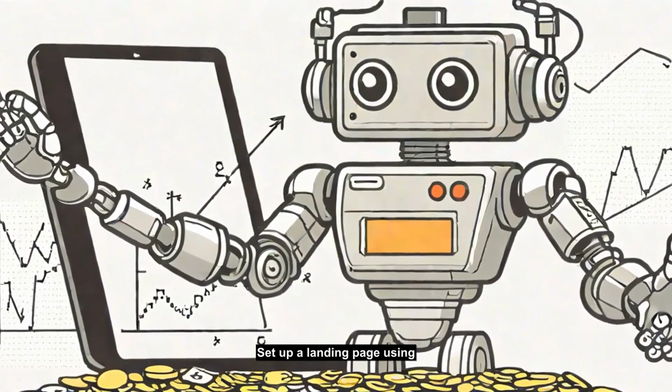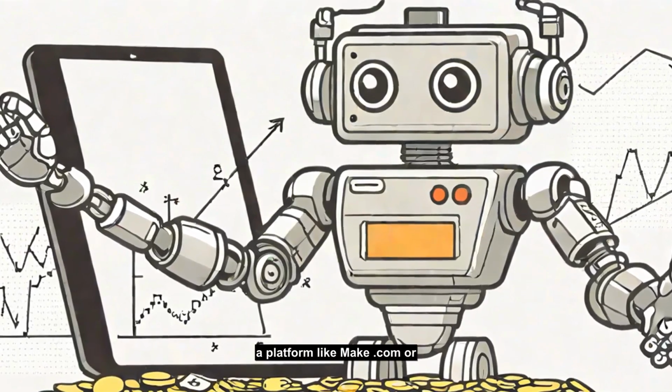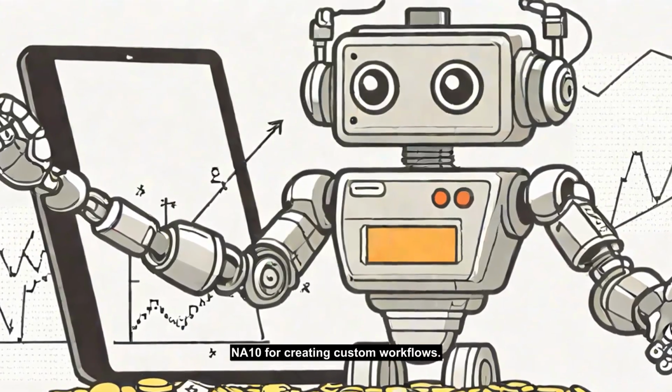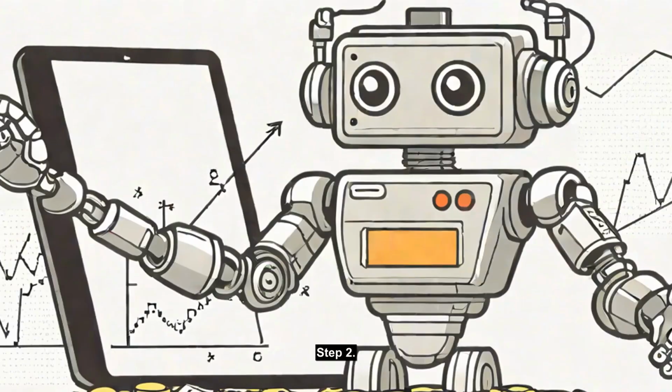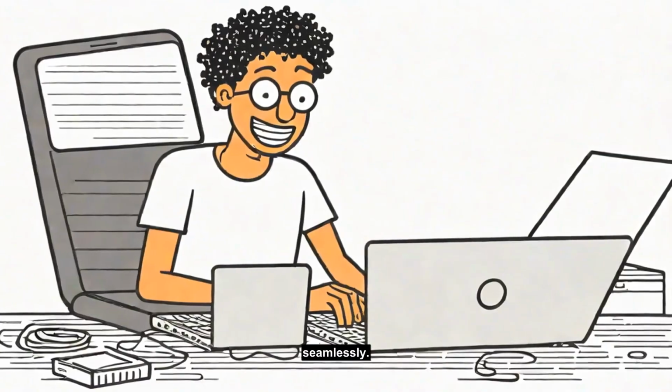Step 1. Set up a landing page using a platform like Make.com or N8N for creating custom workflows. Step 2. Integrate this landing page into your email marketing service, such as SendPulse or MailerLite, to capture leads efficiently. Step 3. Use automation tools like Zapier and N8N to connect all these services seamlessly.